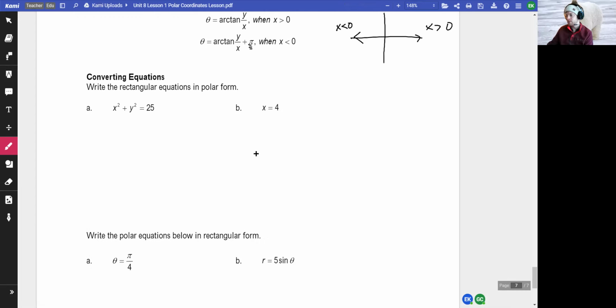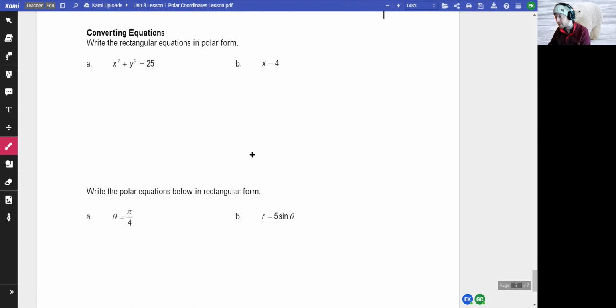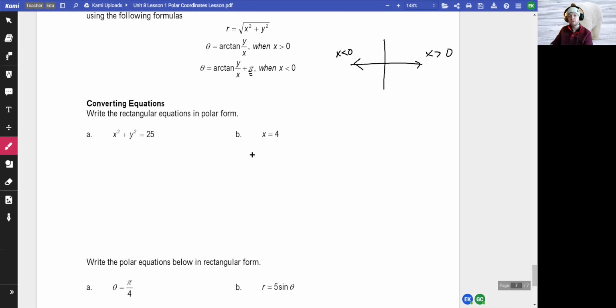All right, let's do a little bit more and then we're going to be out of here. We got a little bit more to do. I believe actually this is the end. Yep. All right, so we're going to convert not just coordinates now, but equations. So we plotted points, then we plotted equations. Then we converted points. Now let's convert equations. So we have just amassed a bunch of formulas.